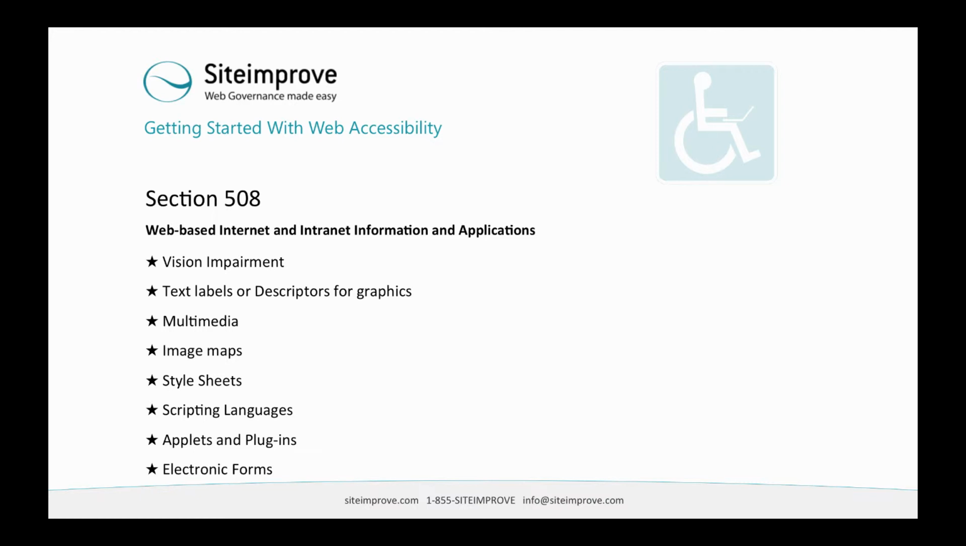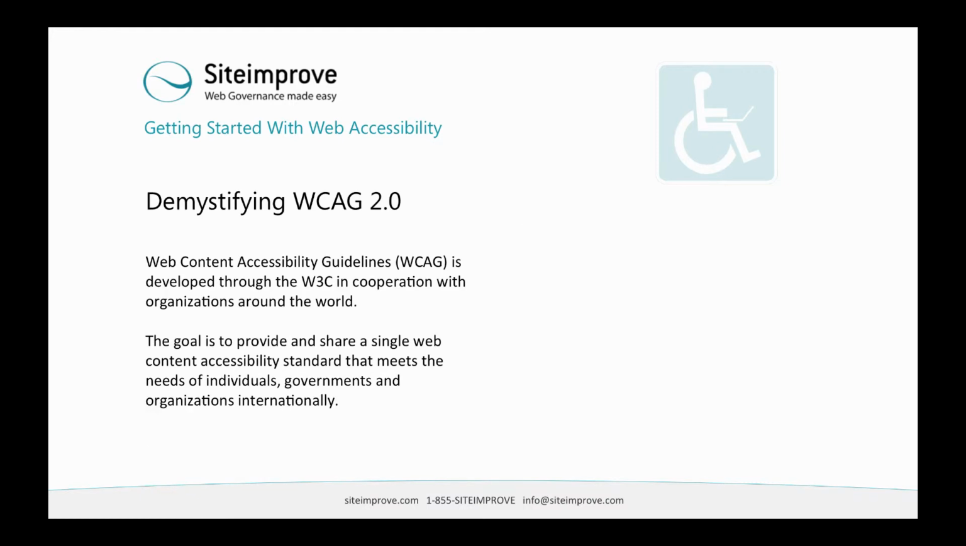Now we'll take a look at WCAG 2.0. It's important to note that just because a site meets Section 508 accessibility guidelines, it does not mean that the site is functionally accessible. Web Content Accessibility Guidelines, WCAG, were developed through the W3C in cooperation with organizations around the world. The goal is to provide and share a single web content accessibility standard that meets the needs of individuals, governments, and organizations internationally. WCAG was first published in 1999 as version 1. The Site Improve Accessibility module uses WCAG 2.0 guidelines.